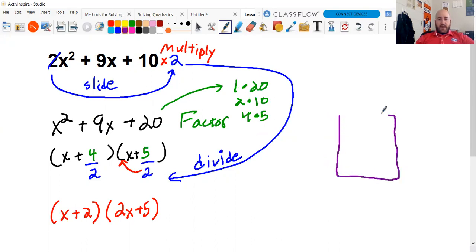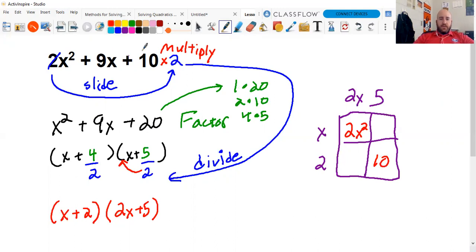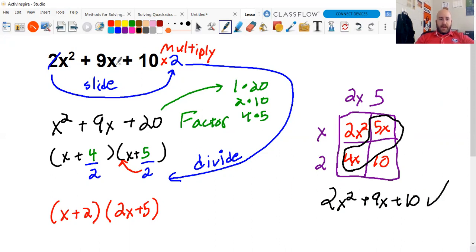This one may be a little less obvious to y'all on why that works. So let's do the math to check it. Got 2x and 5 up top, x and 2 down the side. 2x times x. Let's ignore the 2 for a second. We know x times x is x squared. I have the 2 out in front. There's not another coefficient to multiply it by, so I'm just going to keep my 2 out in front. So there's my 2x squared from originally. 2 times 5 is 10. There's my 10 from originally. Okay, it's looking good so far. x times 5 is 5x. 2 times 2x is 4x. And lo and behold, what does 5x plus 4x give us? 9x. So this checks out, got me back to my original problem.